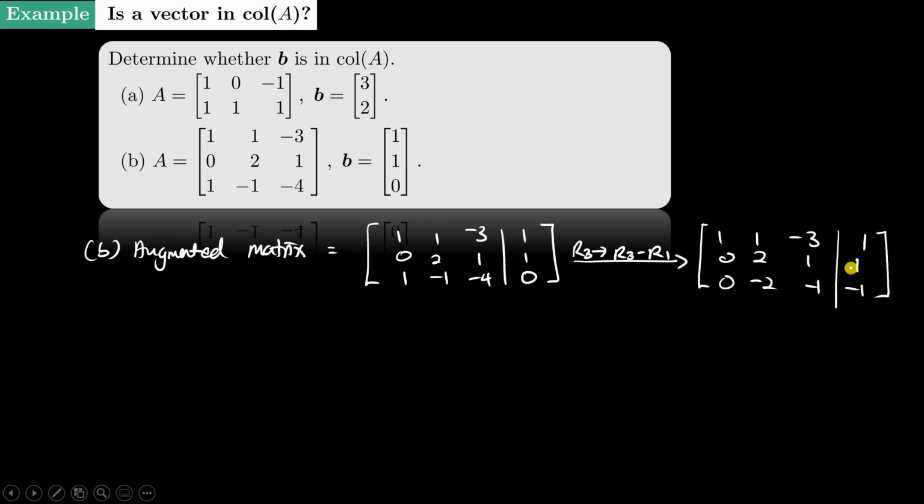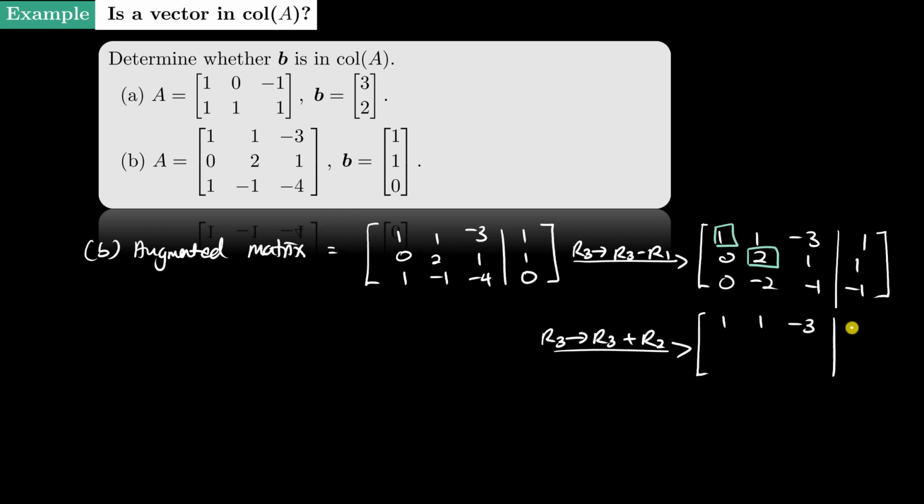Right, so here immediately you can identify that we have two pivots, this number here and this number here. So the next step is to get rid of the minus 2 below the second pivot, and to that end we apply another row operation. Row 3 becomes row 3 plus row 2. So that will give us 1, 1, minus 3, 1, 0, 2, 1, 1, 0, 0, 0, 0.